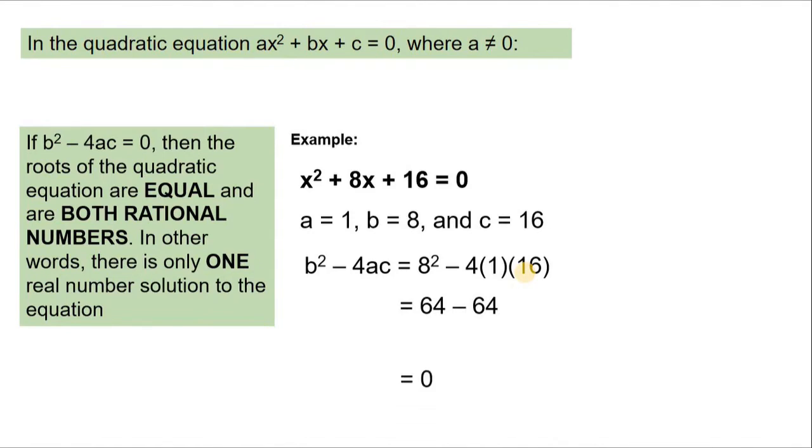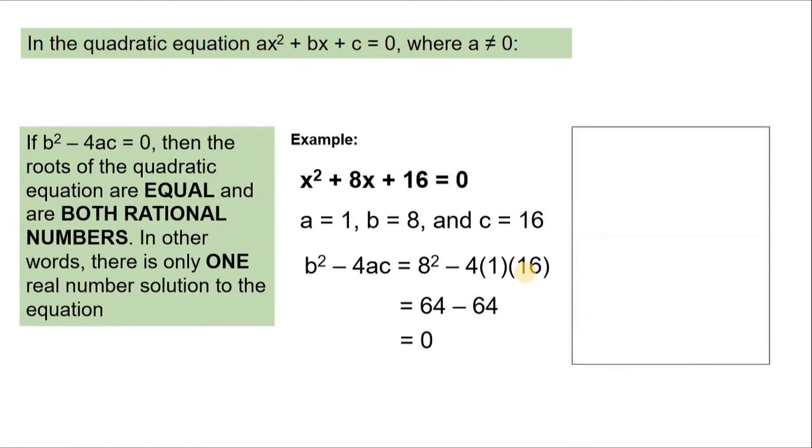So, again, based on our definition, if the value of the discriminant is equal to 0, the roots of the quadratic equation are equal and both rational numbers. So it means that there is only one real number solution to the equation. Right, so by factoring, let's check. I have the equation x squared plus 8x plus 16 equals 0. So by factoring, I have x plus 4 times x plus 4. We studied factoring in our previous video. So equating both factors to 0.